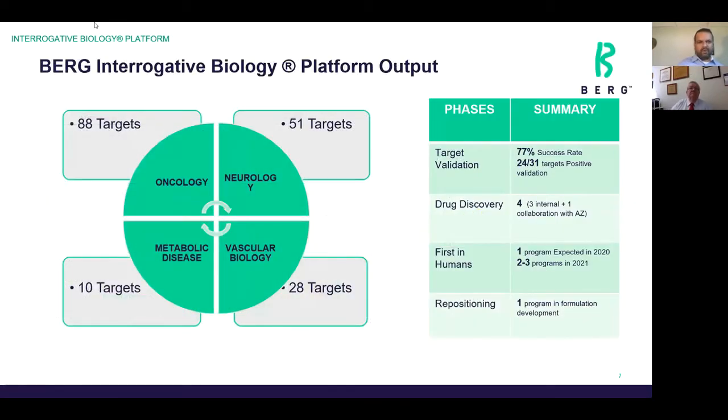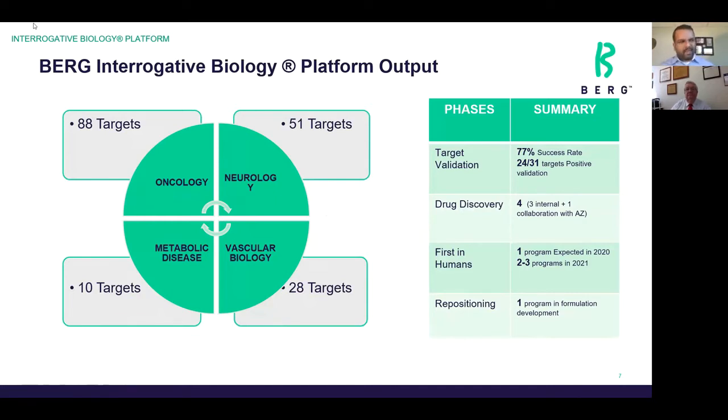So through that process, what Berg has done over the past several years now, about 8 or 9 years now, is we have identified several new targets across various disease areas: metabolic disease, oncology, neurology, vascular biology. Oncology and neurology are our key focus right now. And if we take a target out and we knock down the target or overexpress the target, the chances of getting a functional read is what we call the success rate.